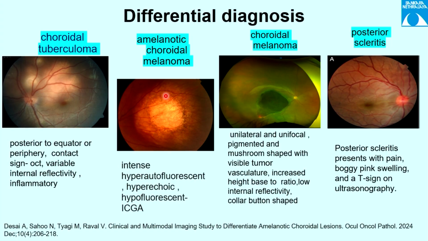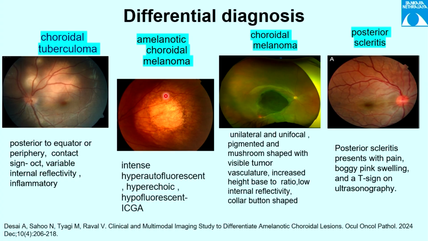You have a variable internal reflectivity and it's mostly inflammatory in origin. Amelanotic choroidal melanoma have this intense hyperautofluorescence, which is seen, hyperechoic on ultrasound and hypoautofluorescent on ICG. Melanomas appear as a unilateral, unifocal, dome-shaped lesion, highly pigmented. They're mostly very vascular tumors and it's a malignant tumor. They have this low internal reflectivity with a collar button-like appearance. This is due to the break in the Bruch's membrane.